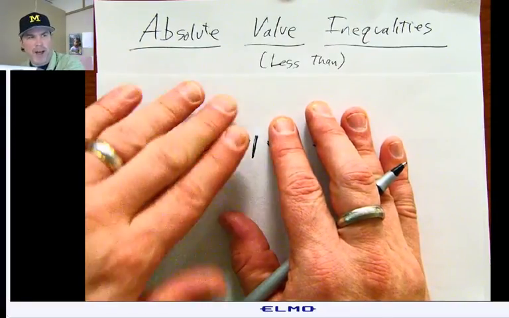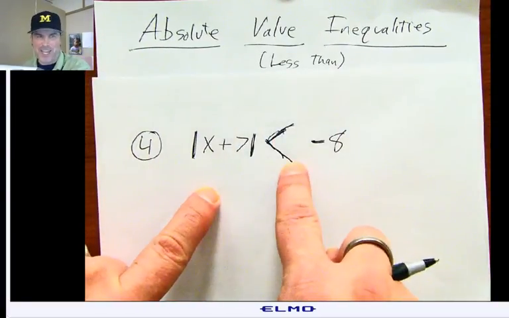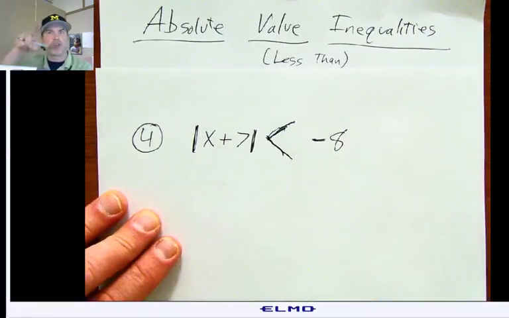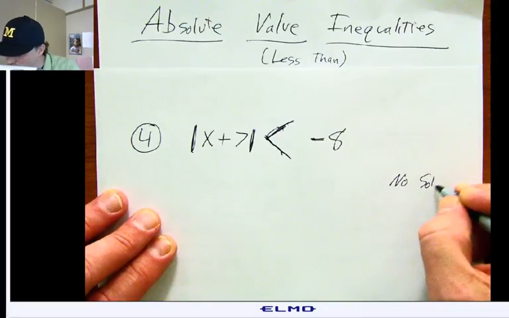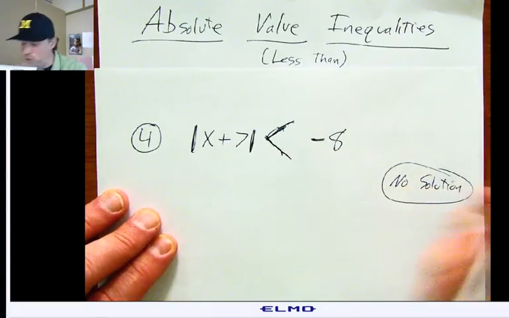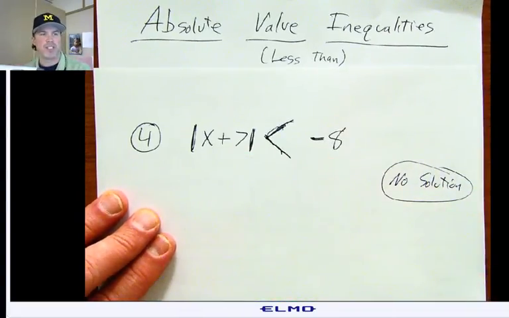So when would a positive number be less than a negative number? The answer is never. Never going to happen. So this answer is no solution. And you can just look at this and know right away that the answer is no solution.